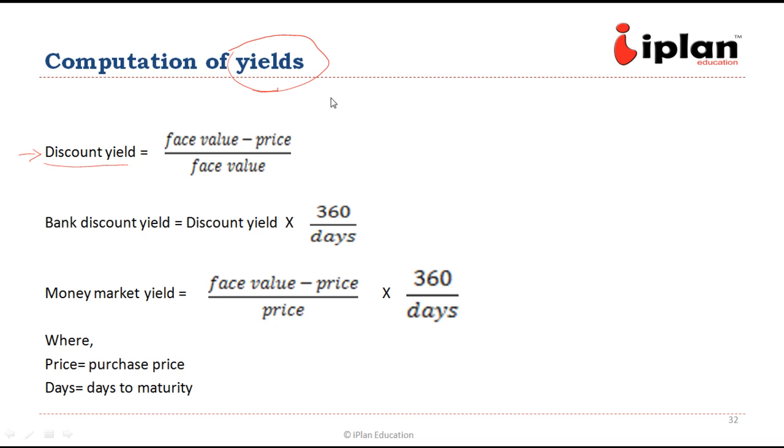For example, if say a 6-month treasury security has a face value of $100 and it is priced at say $98, which is the price, and this is the face value or par value, the discount yield will be 100 minus 98 divided by 100. So this will be 2%.